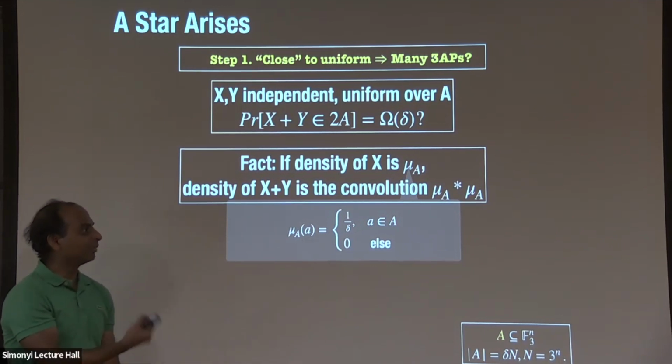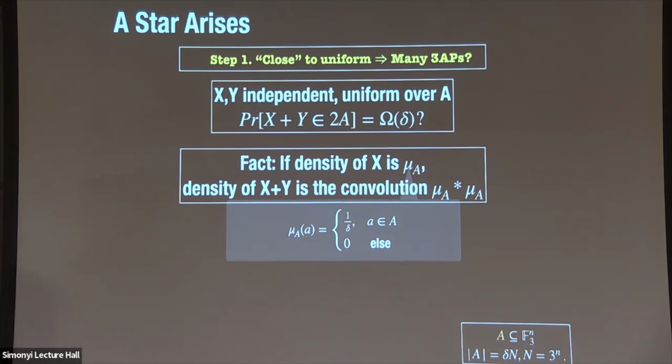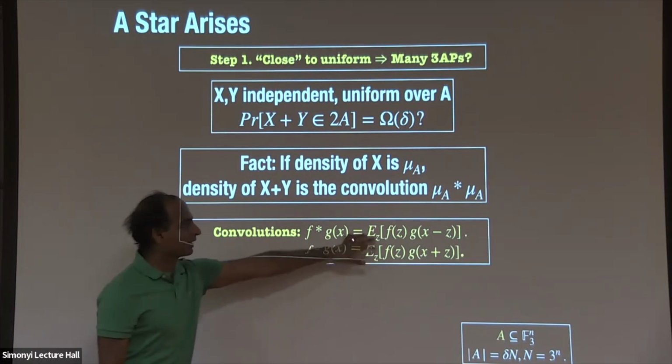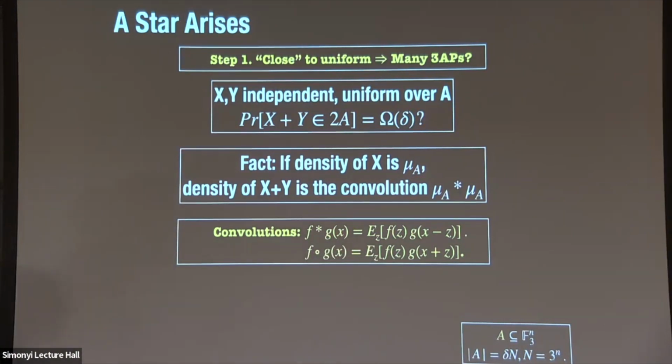So for every element in the set A, you have 1 over delta. Things not in the set A, it is 0. But you can just think of it as the probability density function of A. So if the density of A is mu A, then the density of x plus y is the convolution of A with itself. And convolution, of course, has this formula: f star g is the expectation over z of f of z times g of x minus z. So you're taking f and g at two random points, constrained so that the sum is x.